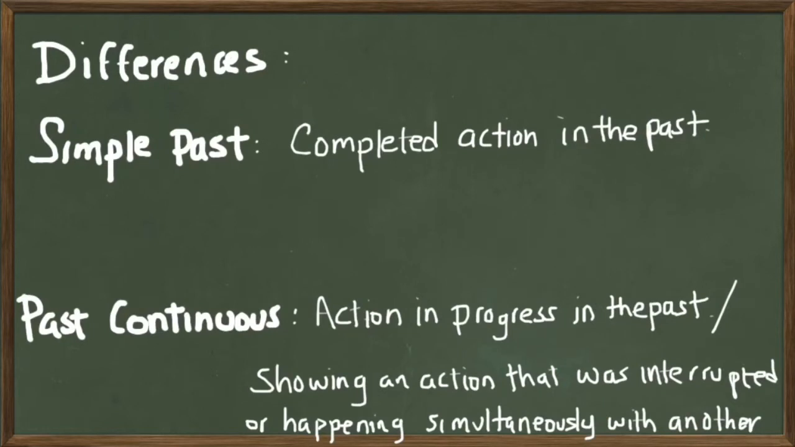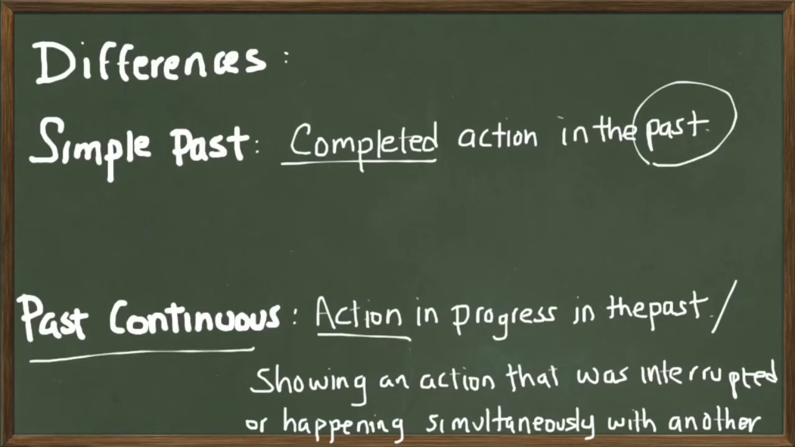Okay, now here come the big differences. Don't forget that the simple past is a completed action, obviously in the past, whereas past continuous is an action in progress in the past. Let me finish and I'll give you a visual explanation, showing an action that was interrupted or happening simultaneously with another. I will go into detail on this later on.